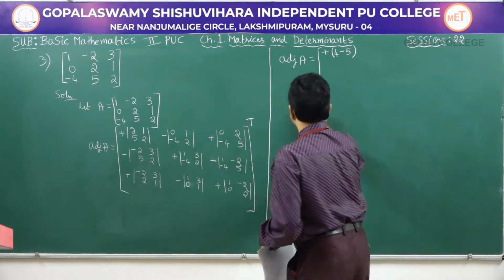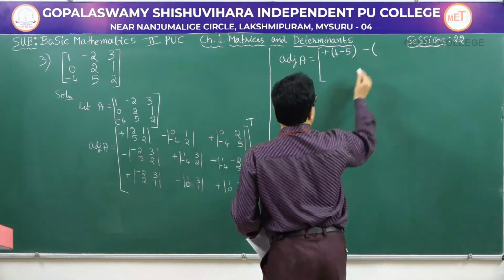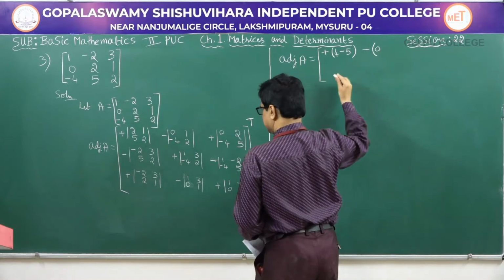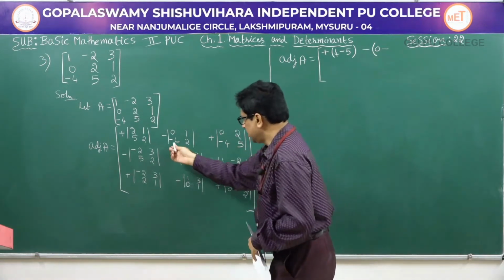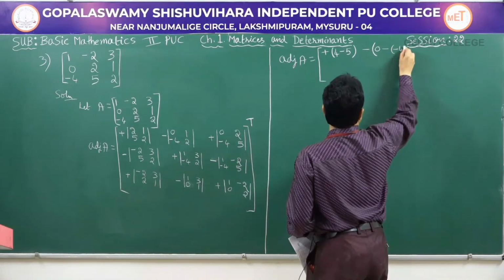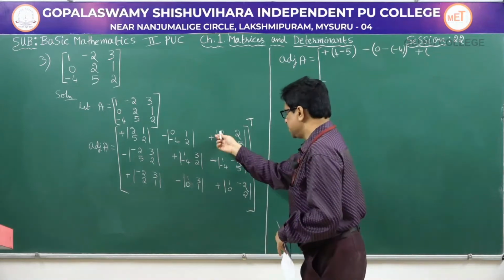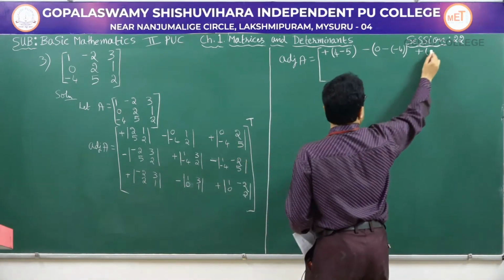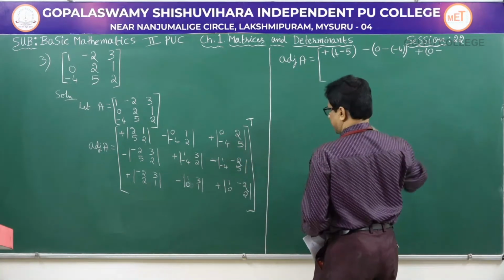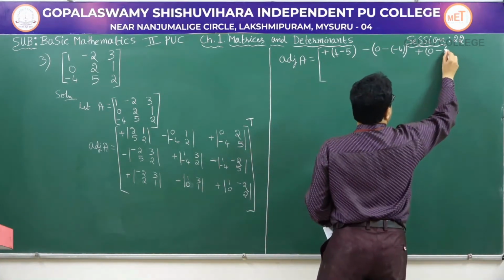Next we write minus 0 into 2, 0, minus 4 into 1, minus 4. Next plus 0 into 5, 0, minus 4 into 2, minus 8.